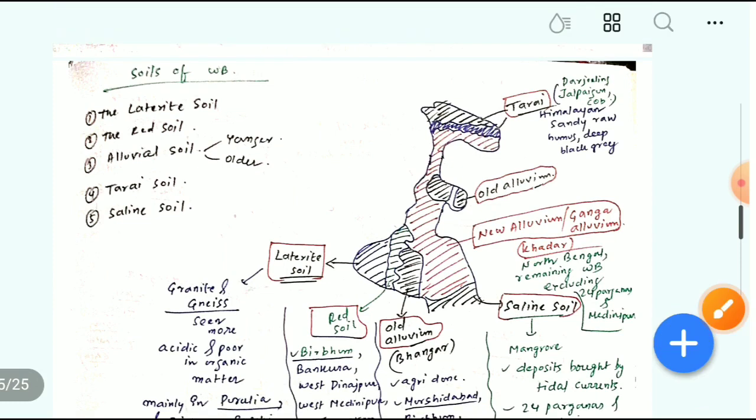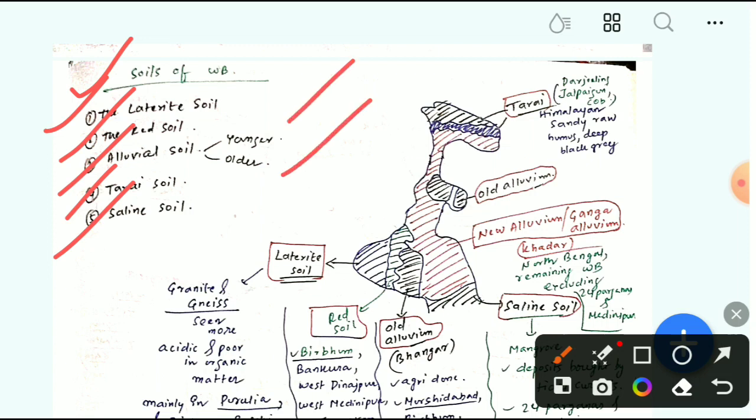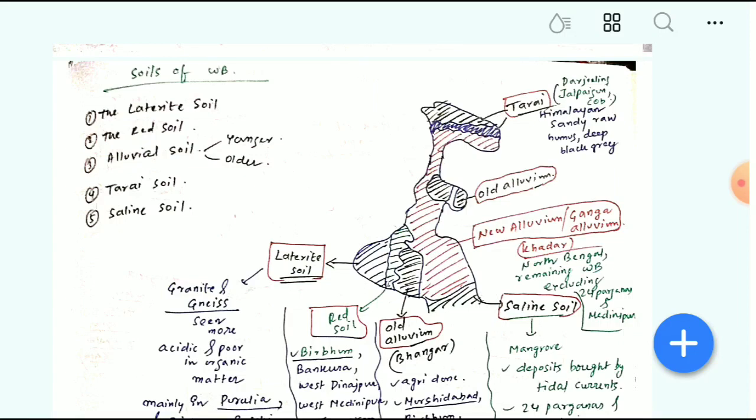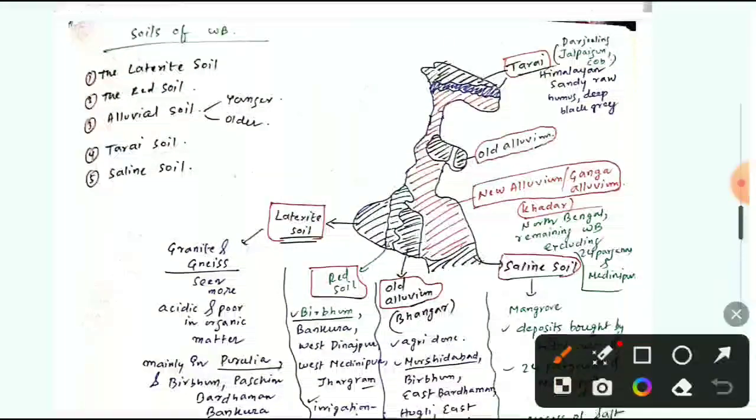Next important point is the soils of West Bengal. What are the soils? That is important. First is laterite soil, second is red soil, third is alluvial, fourth is terai, and fifth is saline. In alluvial, we can further divide into younger and older. I have given the map, where the soils are present, I have shown in the map.